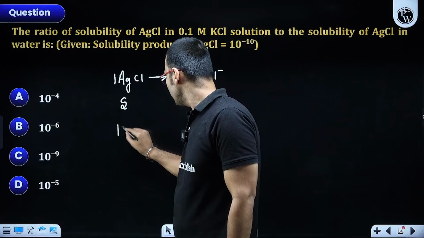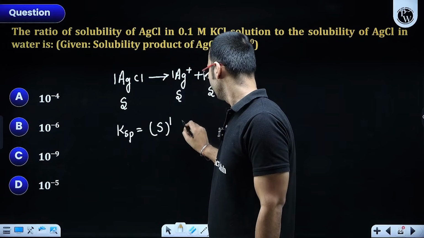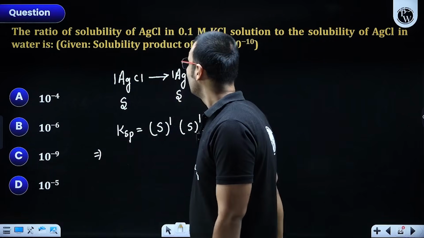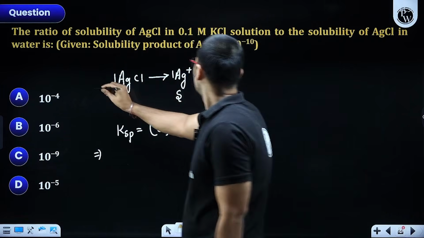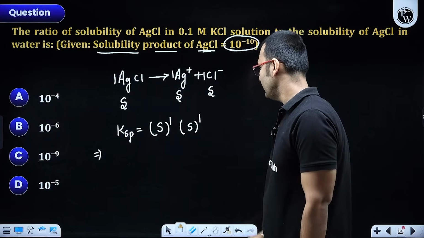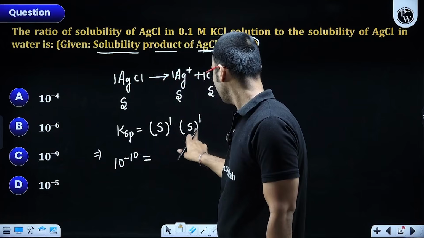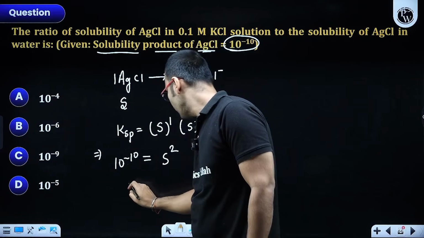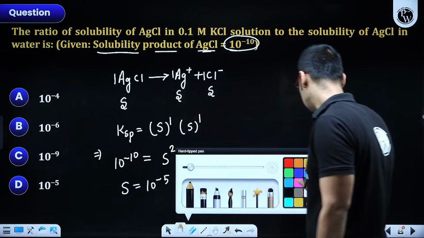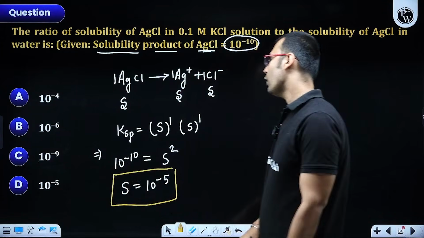Now here, KSP will be concentration of Ag plus to the power 1, concentration of Cl minus to the power 1. So KSP will be equal to S square. Now, the solubility product of AgCl is given to us as 10 power minus 10. So 10 power minus 10 will be equal to S square. So from here, if you take the square root, S will be 10 to the power minus 5. So please notice, this is the solubility of AgCl in the pure state without common ion effect.